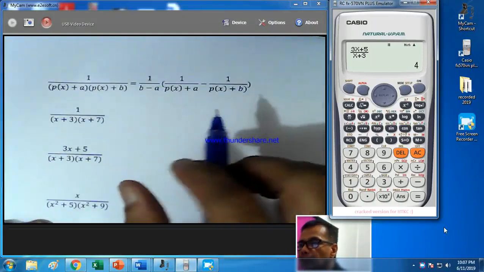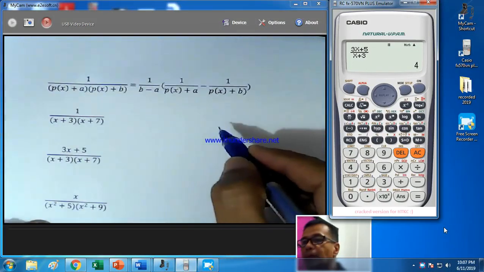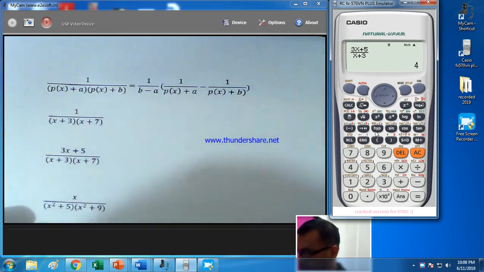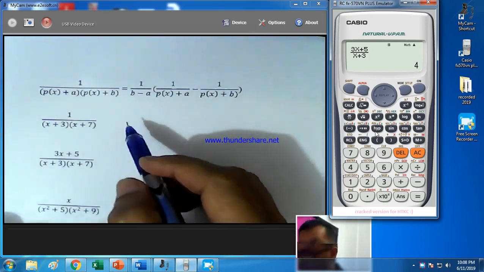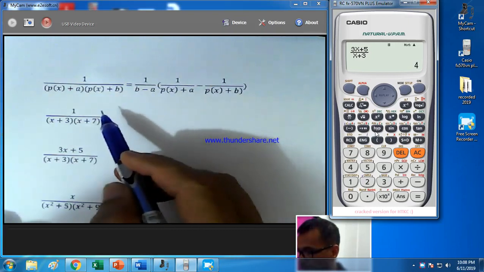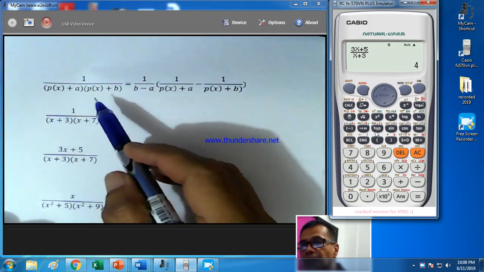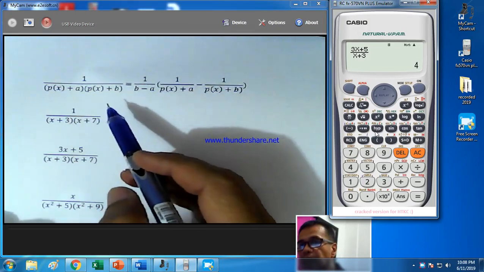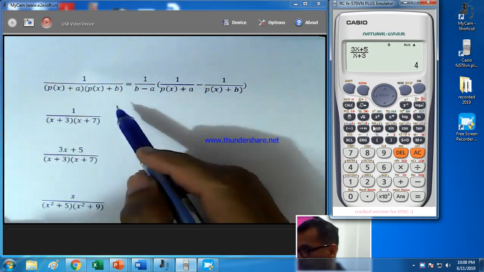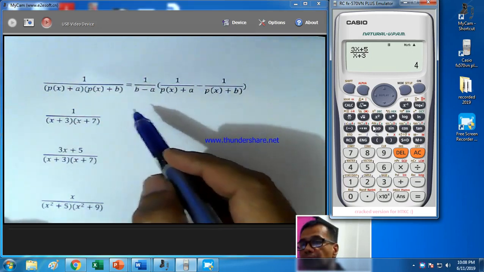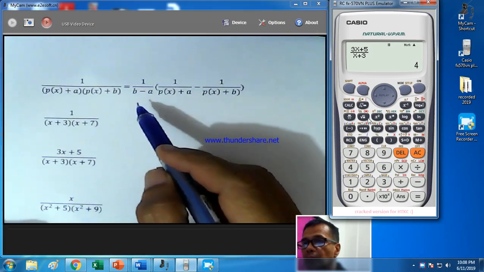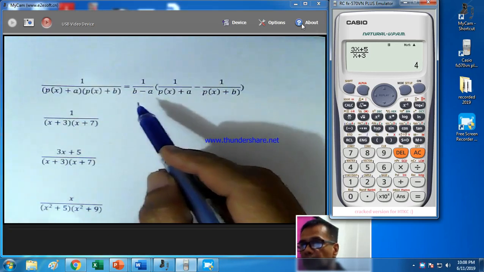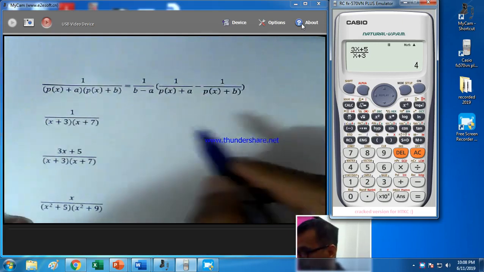Alright, good day. I am Engineer Tolentino, and today I'm gonna show you how to do a shortcut in partial fractions. Partial fractions is a very powerful tool in doing integration as well as inverting Laplace transforms.